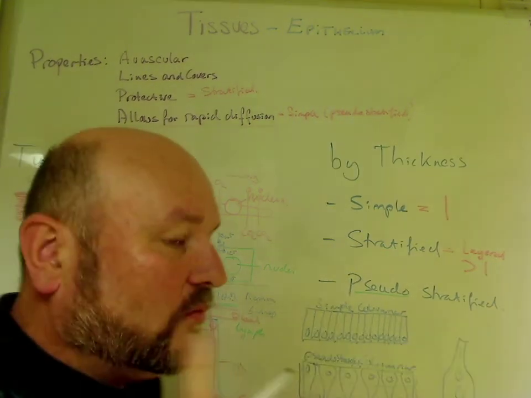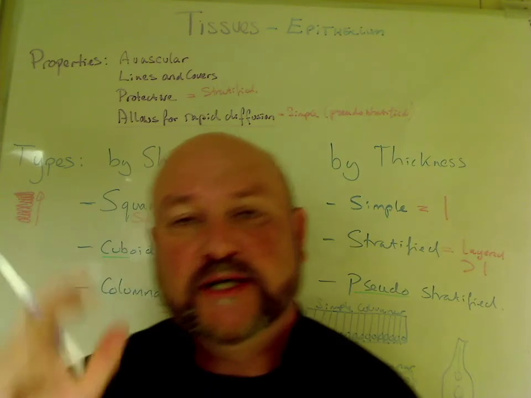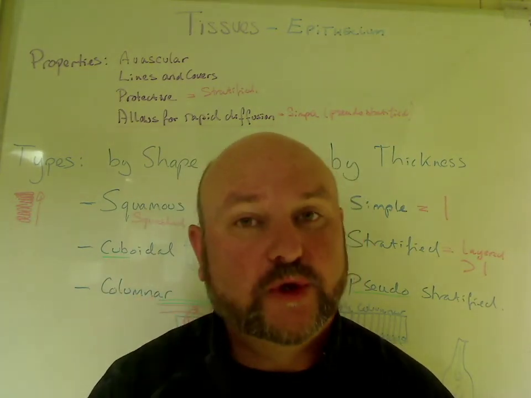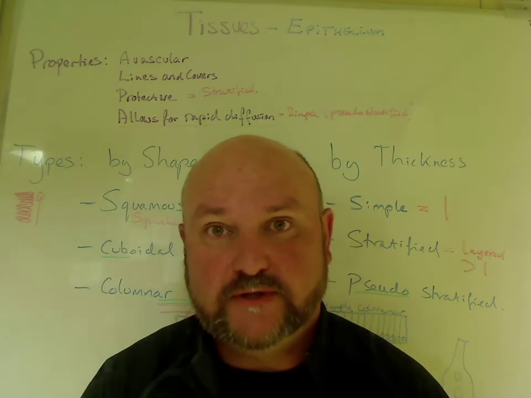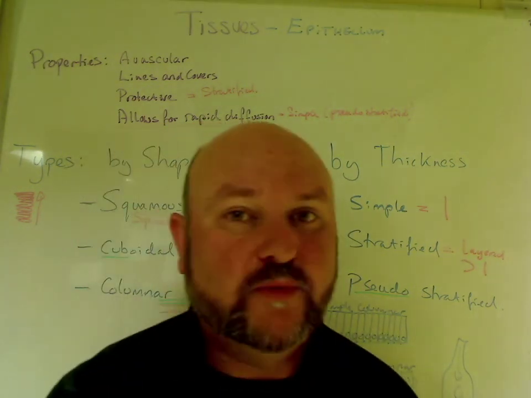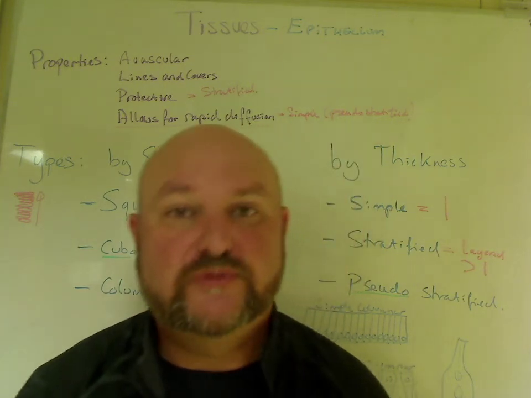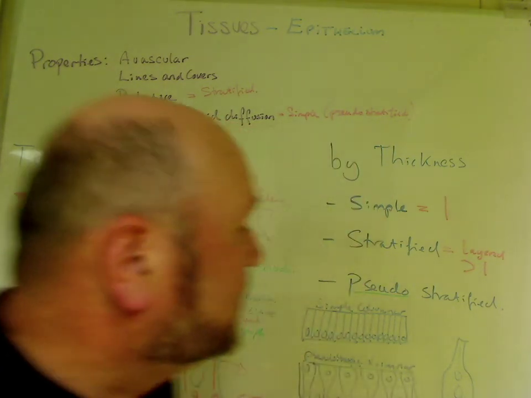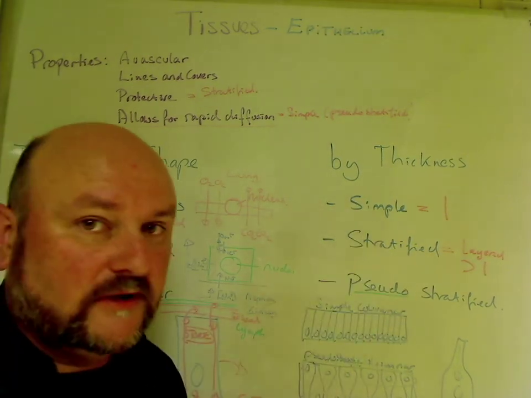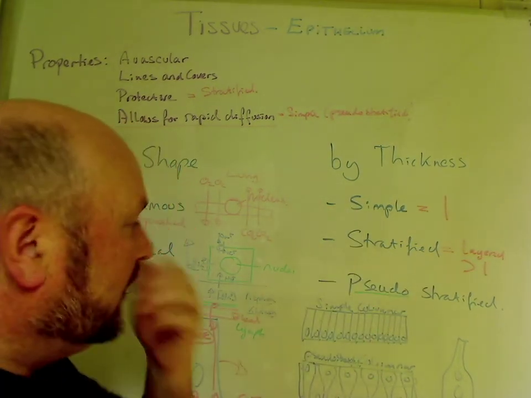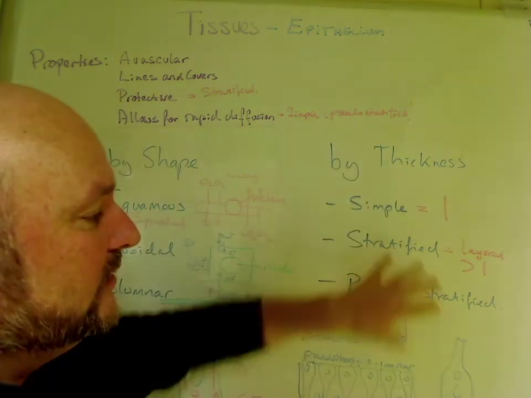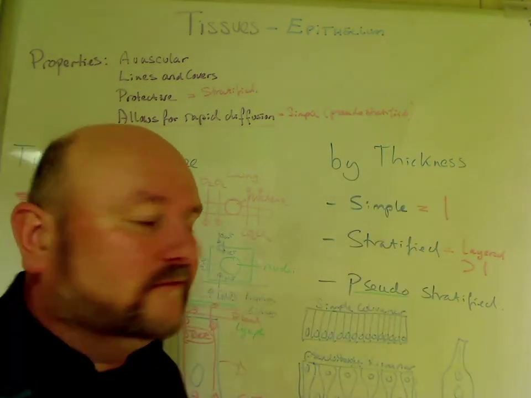If you've just got one cell that makes it from one side all the way to the other side, you have a simple layer. If it looks like, because it's been crushed and you've got the two layers of nuclei, like there's more than one, even though it is one, it's referred to as a pseudo-stratified layer. So a pseudo-stratified layer is essentially a simple layer that just looks stratified without being it. So we really have just the two, simple and stratified, with this complicating factor in the middle.